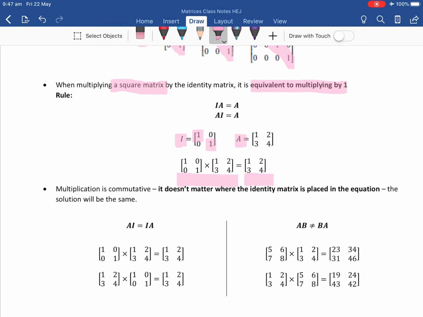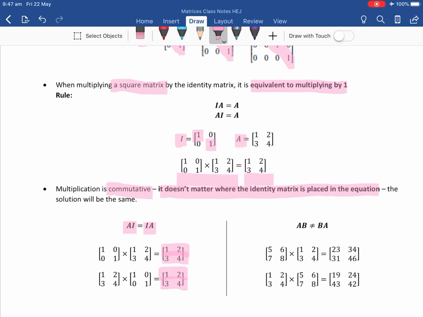The next part says that multiplication with the identity is commutative, which means it doesn't matter where the identity matrix is placed in the equation. That goes back to our normal multiplying rules: 4 times 2 is 8 and 2 times 4 is 8. So it doesn't matter whether you have the identity matrix times A or A times the identity matrix. Either way, you're always just going to end up with the original matrix, which in this case is A.